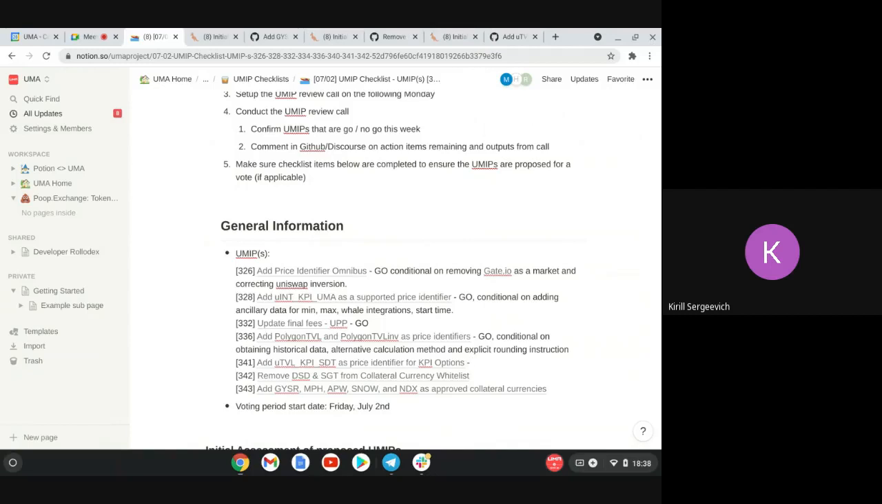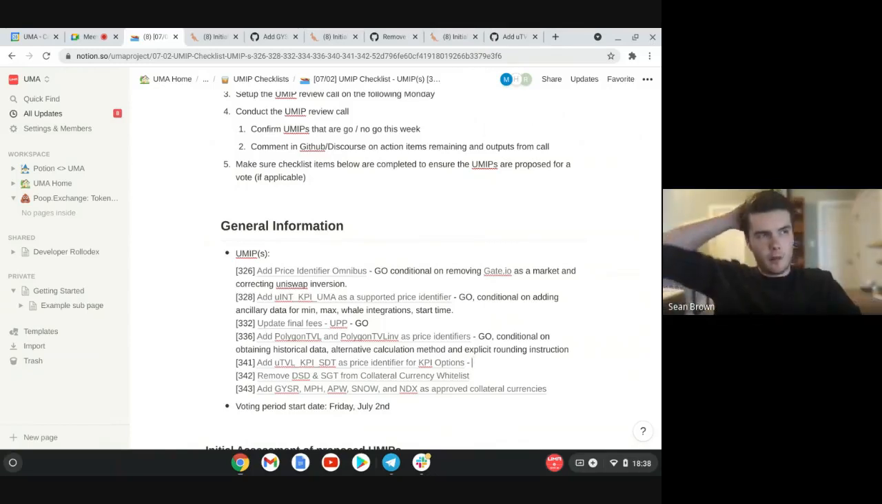LSP, what is this? I don't know. It's probably a discussion for a later time, just because of time. But I think it could make it so that it's unnecessary to pass the PolygonTVL inverse price ID. I'm not saying take it out now, because there's no reason not to pass it.